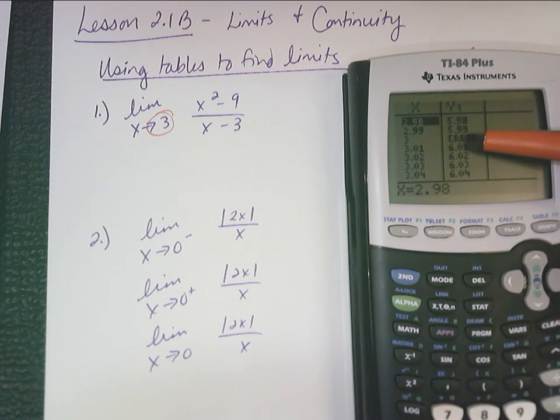And do you see how it says error there? Why does it say error? There's a hole. There's a hole, okay? Holes don't matter, though, with limits, because it's what you're approaching, okay?